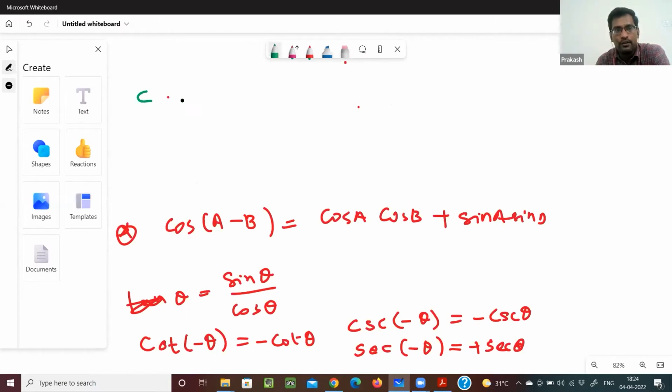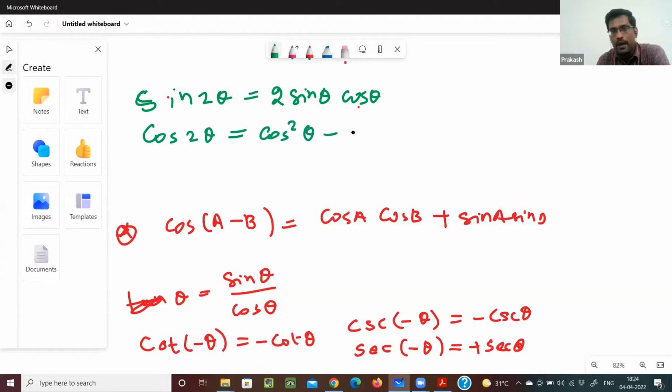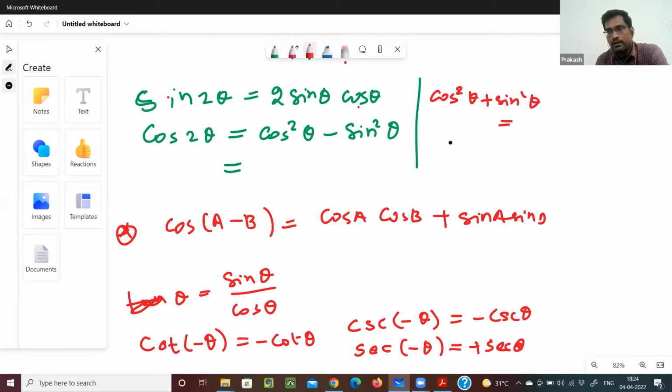Already everyone knows sine 2 theta equals 2 into sine theta into cos theta. This is an important identity. So cos 2 theta we can write as cos square theta minus sine square theta. This identity we can rewrite into two forms. We already know cos square theta plus sine square theta is equal to 1, so cos square theta is nothing but 1 minus sine square theta.